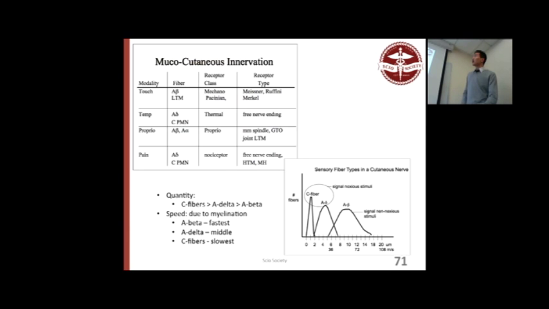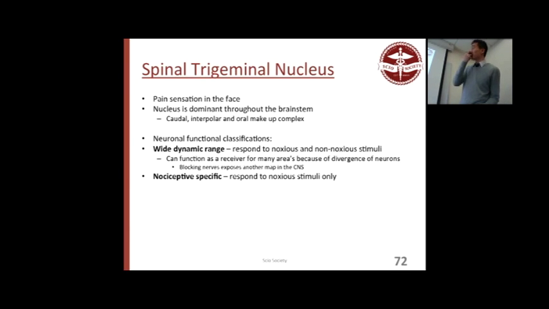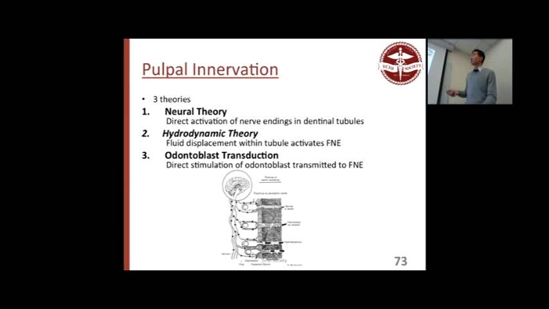Okay, cool. Spinal trigeminal nucleus. We already talked about this. You guys know it. Pulpal innervation. Know which one is the correct one. Exactly. Hydrodynamic theory. So know that one for sure. If he puts this on there, he's going to put all 3 options plus something like all of the above. You're going to choose hydrodynamic theory as the valid one. Which one's actually true? Which one's causing the sensitization and the pain? That's going to be hydrodynamic theory.